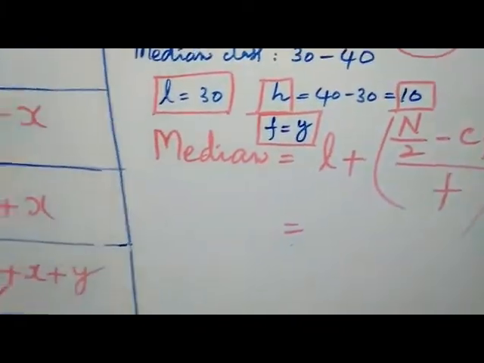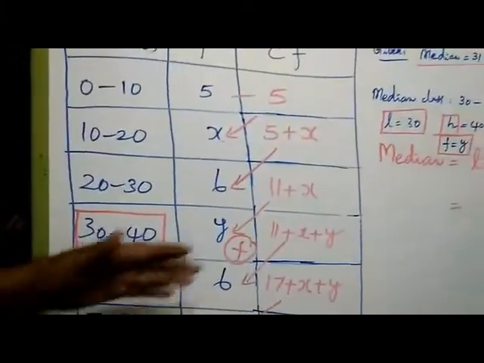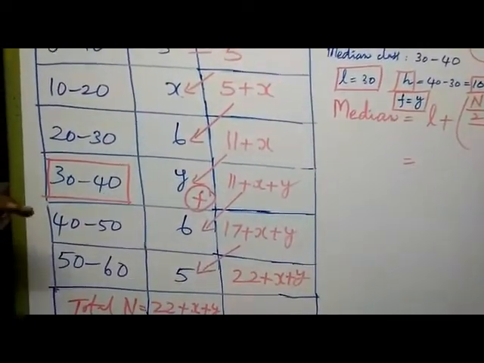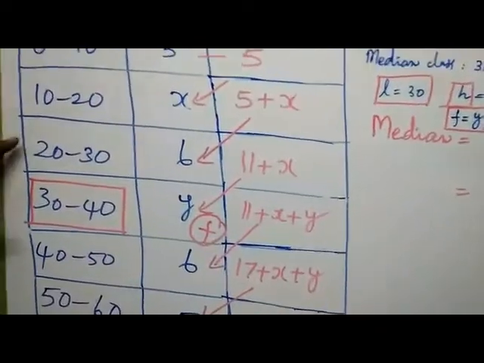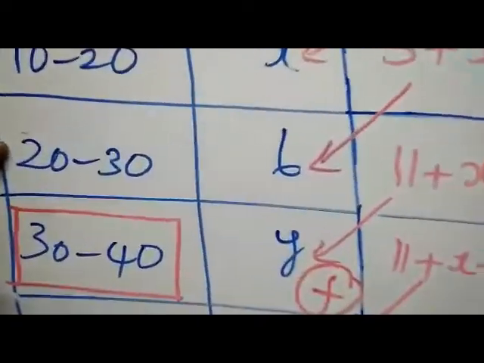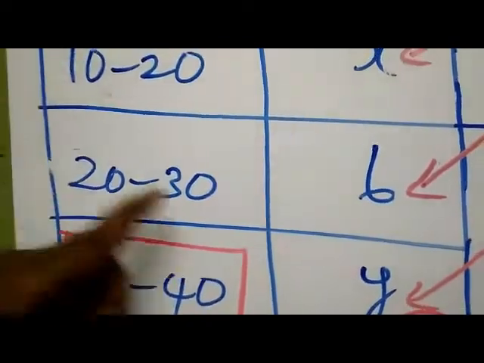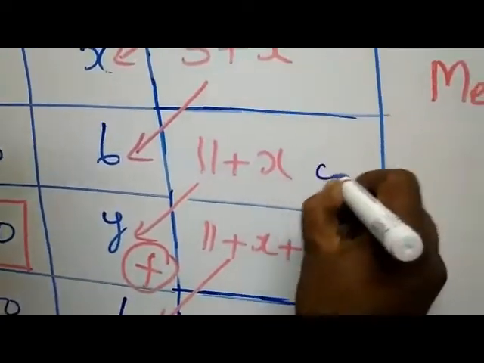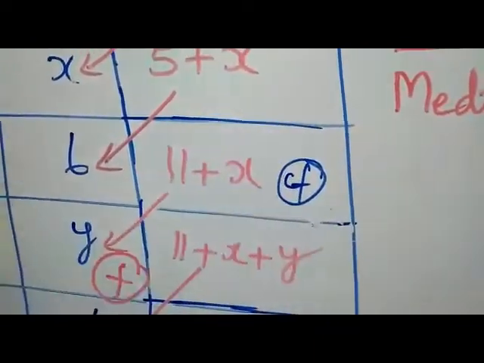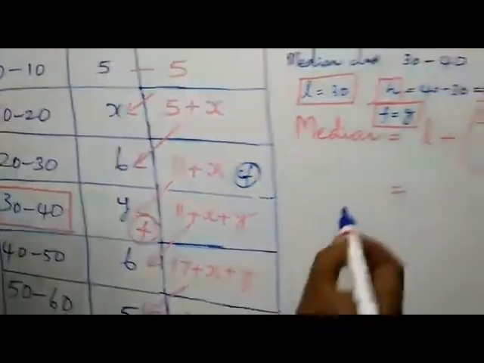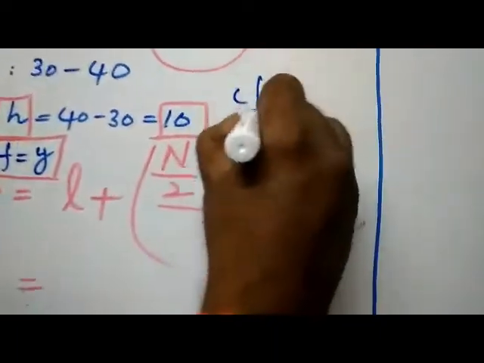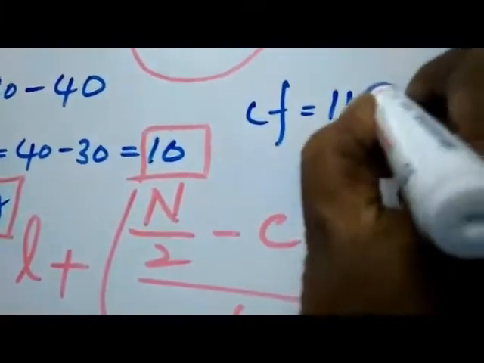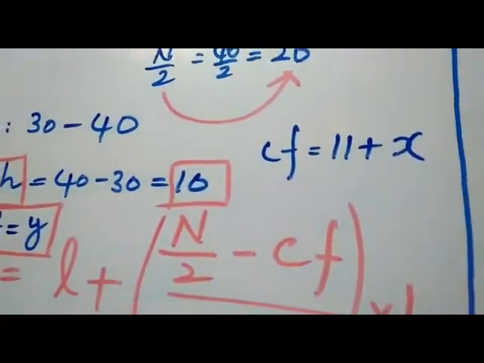Let us discuss. CF, you know very well, what is the median class? 30 to 40. What is the pre-median class? 20 to 30. What is the CF of pre-median class 20 to 30? 11 plus x, that is CF. Now CF is equal to 11 plus x. Let us substitute.